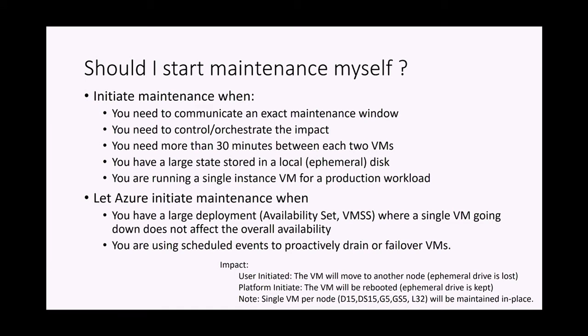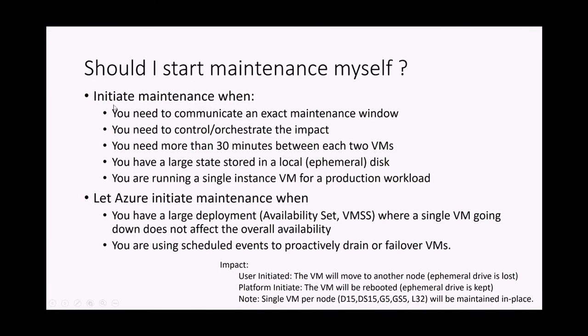Last bullet here, everything which has to do with single instance VMs running production workloads. It is not a recommended architecture, but we acknowledge the fact that there are customers who use it. It's a legacy app, it cannot scale, it's a small app, I don't care if it goes down. This falls under this start maintenance bucket. Otherwise, if you have a large deployment, availability set or scale set, and you're okay with us scheduling the impact, let us do it.